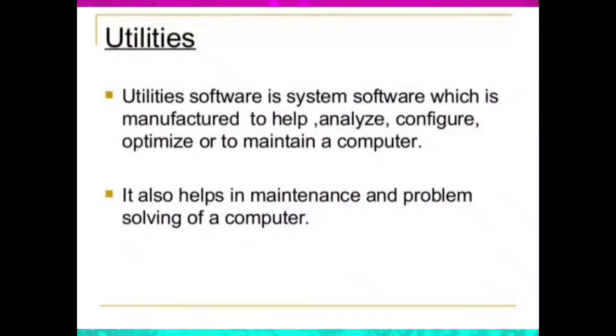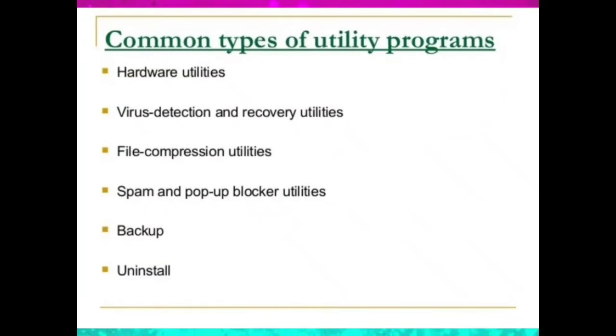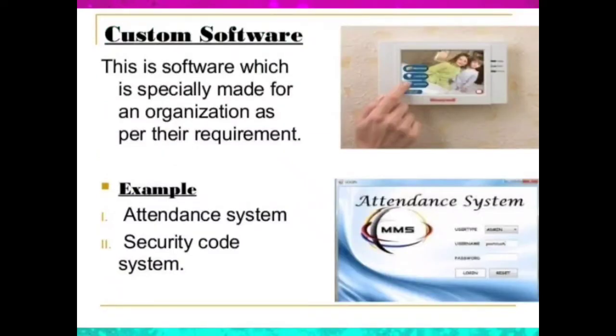Utilities software is a system software which is manufactured to help analyze, configure, optimize, or maintain a computer. It also helps in maintenance and problem solving of the computer. Common types of utility program: hardware utilities, virus detection and recovery utility, file compression utilities, spam and pop-up blocker utilities, backup, uninstall. Custom software: this is software which is specially made for an organization as per their requirements. Example: attendance system, security code system.